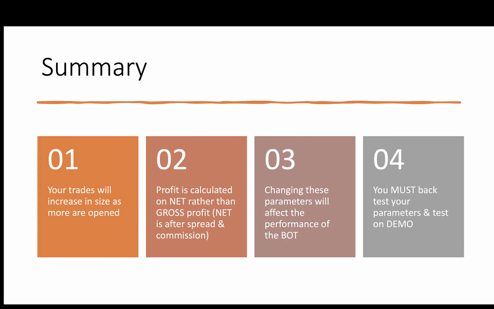So, things to remember in summary. Your trades will increase in size as more of them are opened. The profit is calculated on net rather than gross, and the net is after spread and commission. Changing any of these parameters will affect the performance of the bot, and you must backtest your parameters and test on demo. You'll also see some differences between your target profit for the group and what the bot actually achieves.